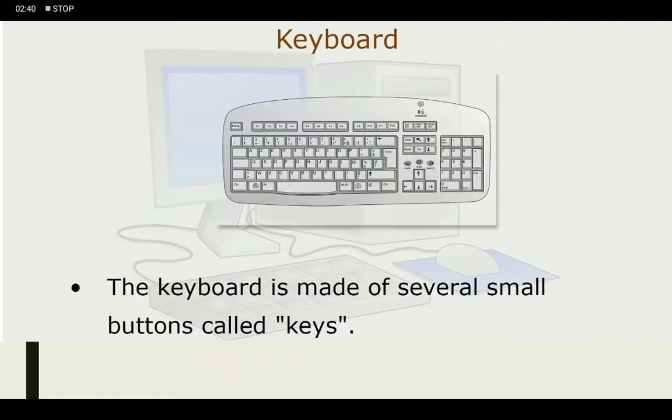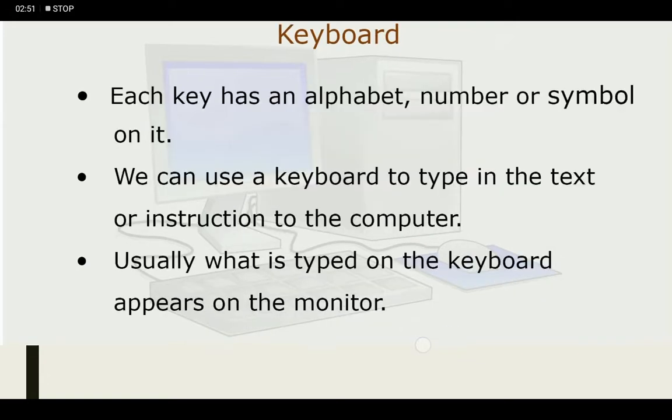So, second, keyboard. The keyboard is made of several small buttons called keys. Each key has an alphabet, number, or symbol on it. We can use a keyboard to type in text or instructions to the computer. Usually, what is typed on the keyboard appears on the monitor screen.